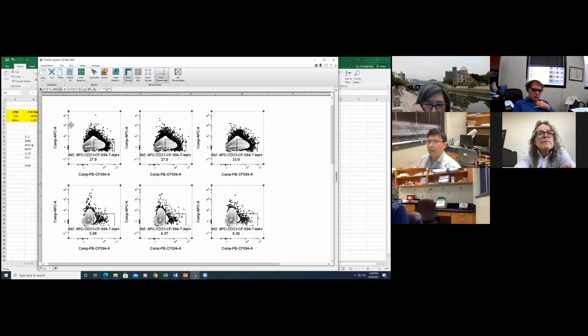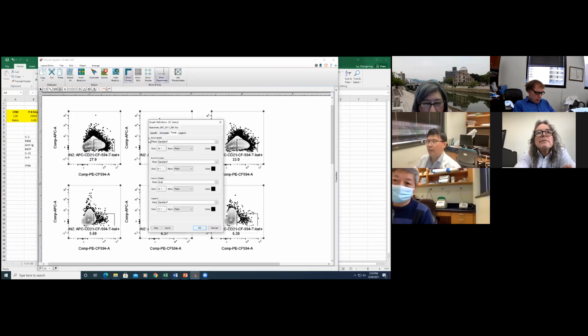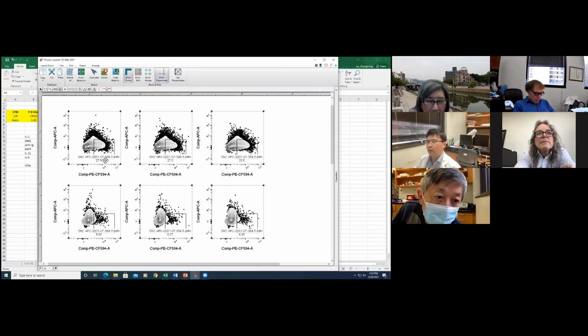Oh, okay. So this is a double negative two based on CD21 and TBET. Oh, I see, CD21 and TBET now. It's in a way double negative two, right. So what is the axis again? Y is CD21, X is TBET. Okay, double negative two. And of course, looking at TBET positive, CD21 negative. Right. Yeah.